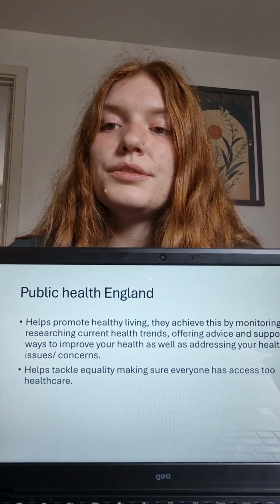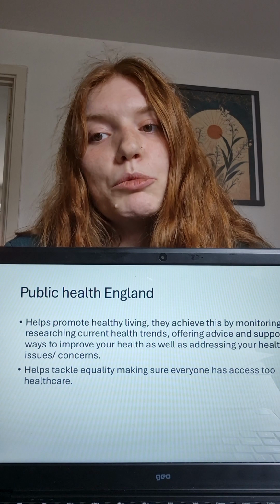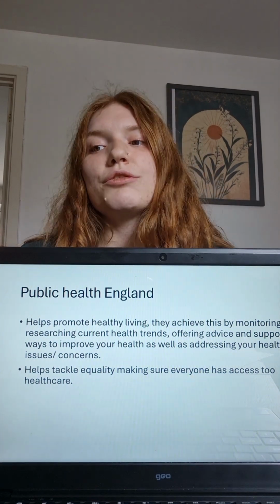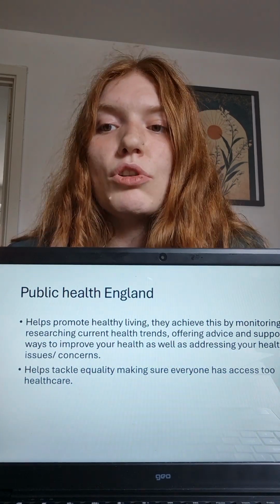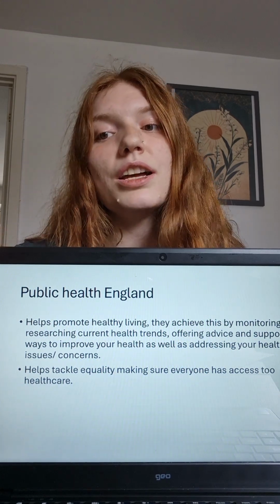Public Health England. Public Health England help promote healthy living. They achieve this by monitoring and researching current health trends, offering advice and support on ways to improve your health, as well as addressing your health issues and concerns. They also help tackle inequality, making sure everyone has access to healthcare, making it fair.